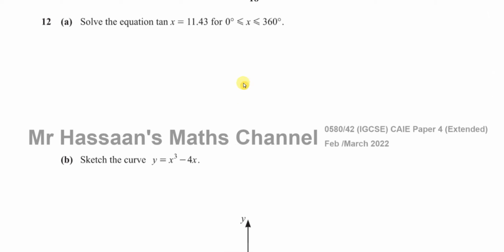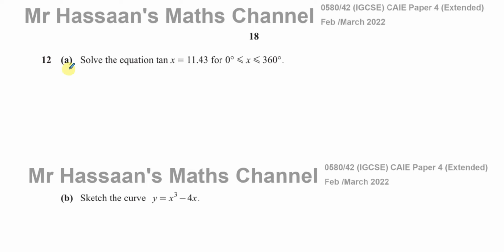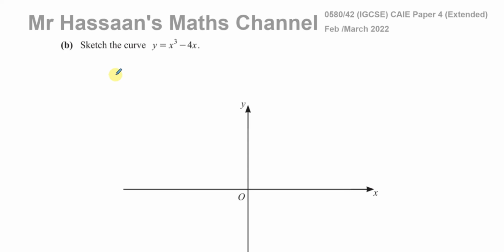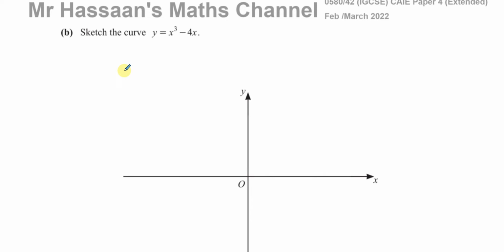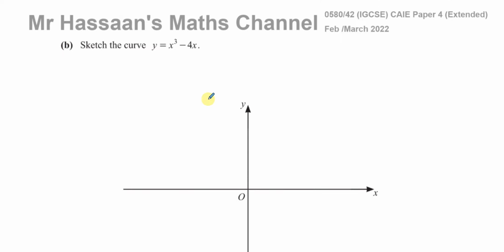I'm answering a question from the February-March 2022 paper. This is question number 12, part B. I'm doing that as a separate question because this is a separate topic really from part A. So this is question 12, part B from this paper. Now, it tells us to sketch the curve y equals x cubed minus 4x.